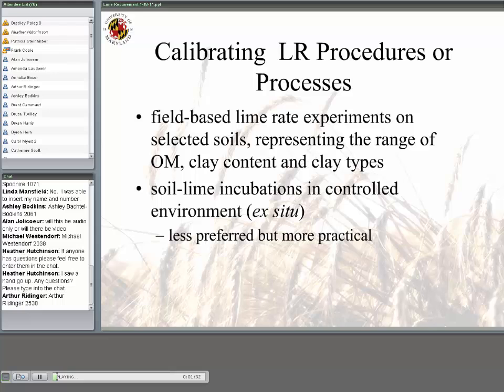The second way of ground truthing, which is now somewhat less preferred for reasons I'll get into later, but certainly more practical, is to bring soils in from the regions you're wanting your information to be applicable to and doing some soil lime incubations in a controlled environment. And obviously, this is a whole lot more straightforward. You go out once to collect your soil, you bring it in, you do your work on a lab bench in a growth chamber, someplace more controlled.